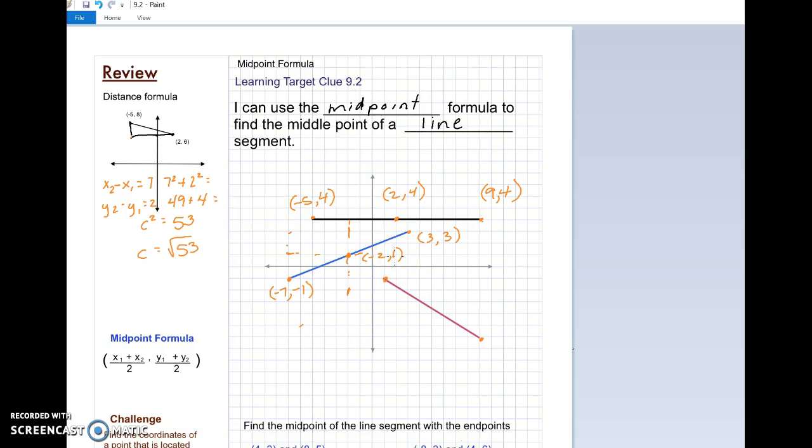Let's do this last one. Why don't you go ahead and do it? See if you can figure it out. Okay, so how'd you do? Did you mark your 2 points, (1, -1) and the other? If you didn't, go ahead and do it now.